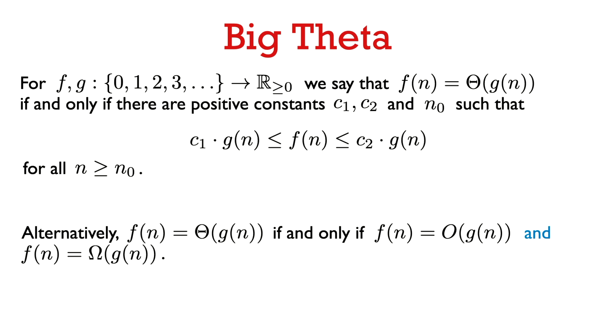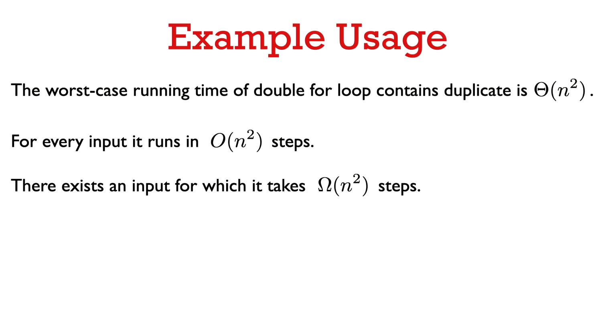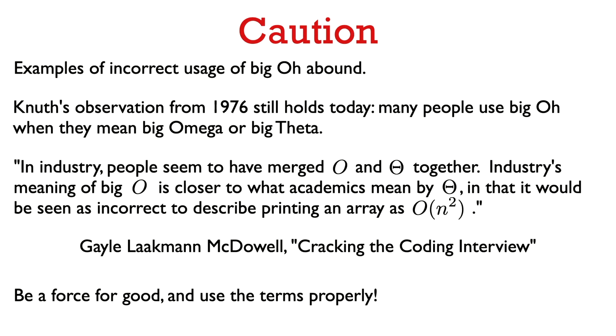In analysis of algorithms, generally the ultimate goal is to characterize the complexity of an algorithm in terms of big theta. That is, we want to both give an upper bound on the running time and a lower bound on the running time that are within constant multiplicative factors of each other. So we have characterized the running time of the double for loop algorithm in this sense. We can say that the worst case running time of the double for loop algorithm for contains duplicate is theta of n squared. I will give you many examples of how to correctly use the terms big O, big omega, and big theta in this course.